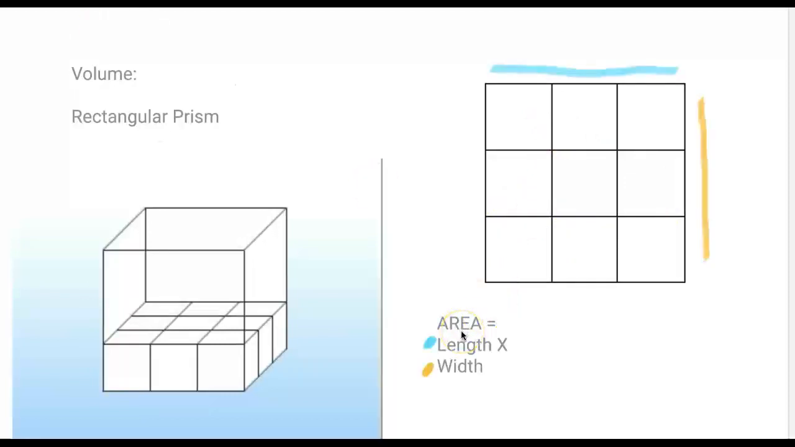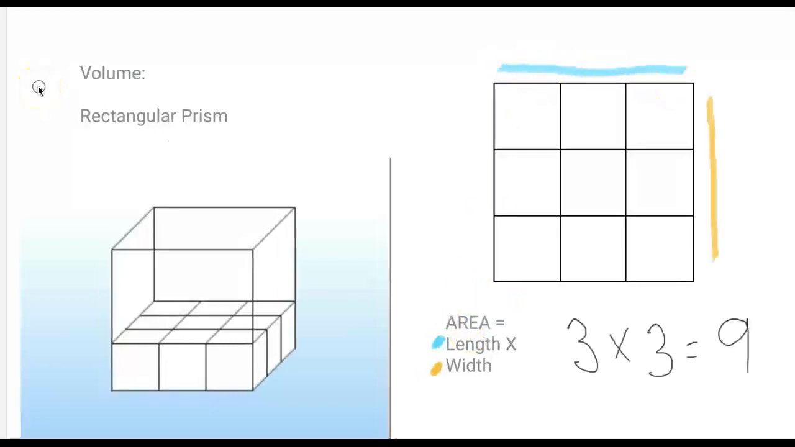Area is equal to the length by the width. In this case, both the length and the width are equal to 3. And when we multiply the length and the width, we get an area of 9. So that tells us that the area that we would see in this bottom layer, or base layer, is equal to 9.